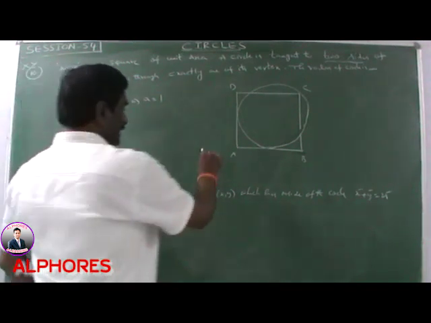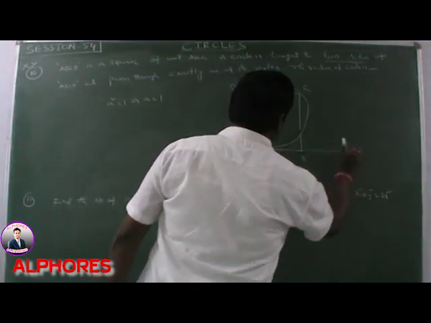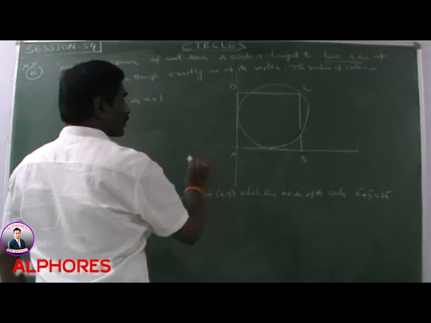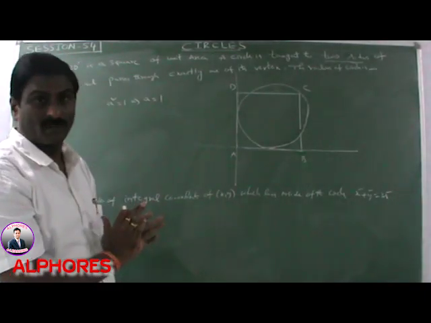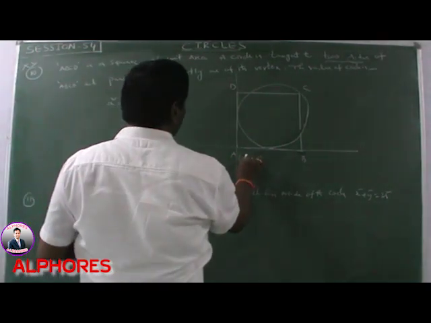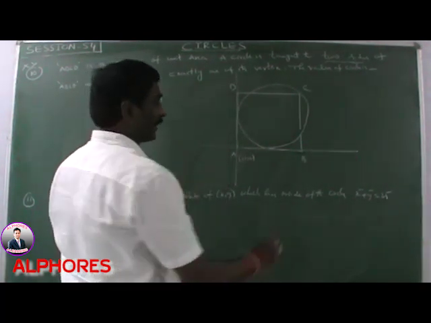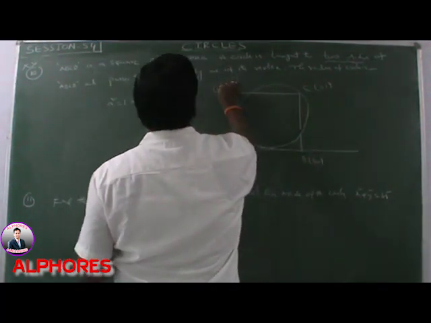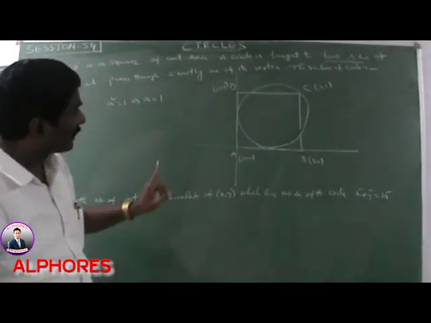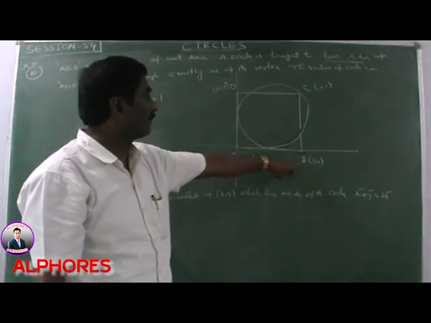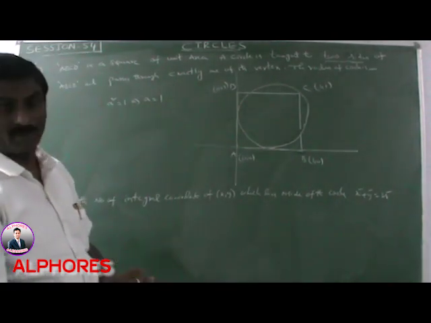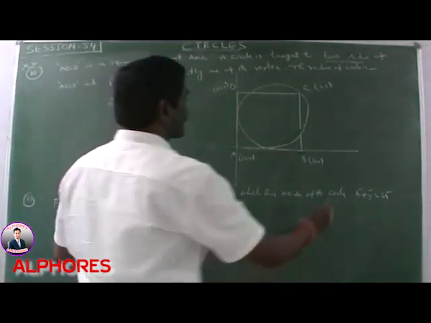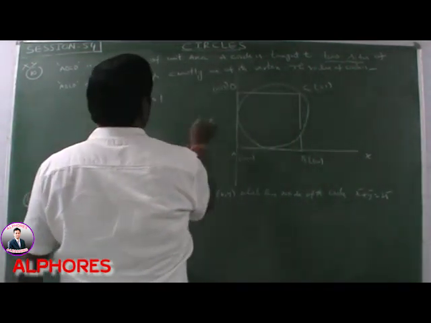Simply, we take the x-axis as AB and the y-axis as AD, so it can be converted into a coordinate system. Automatically, A is (0, 0). The side of the square is 1 unit. That means B is (1, 0), C is (1, 1), D is (0, 1). The vertices of the square are A (0, 0), B (1, 0), C (1, 1), D (0, 1). Say this value is x', y'.